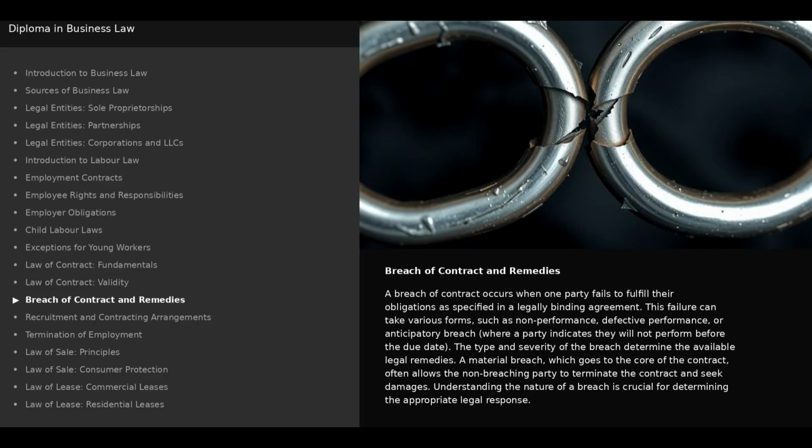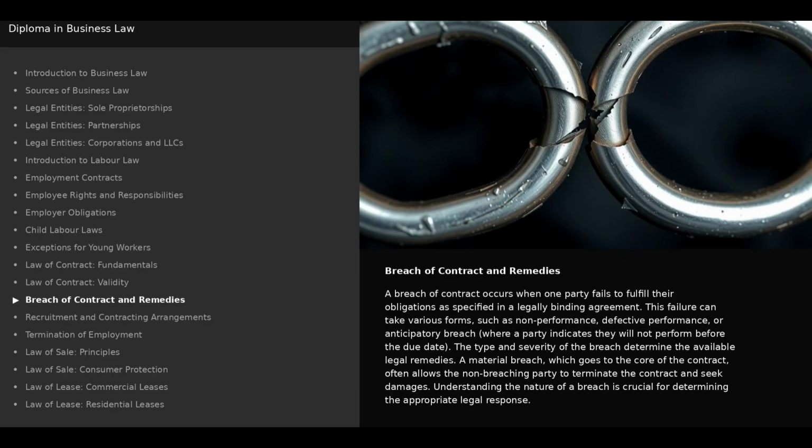Breach of contract and remedies. A breach of contract occurs when one party fails to fulfill their obligations as specified in a legally binding agreement. This failure can take various forms, such as non-performance, defective performance, or anticipatory breach, where a party indicates they will not perform before the due date.